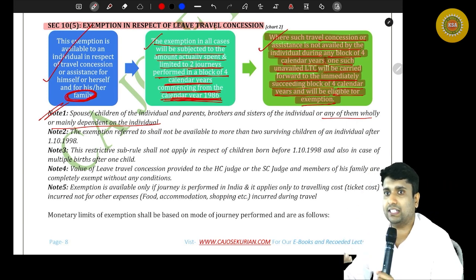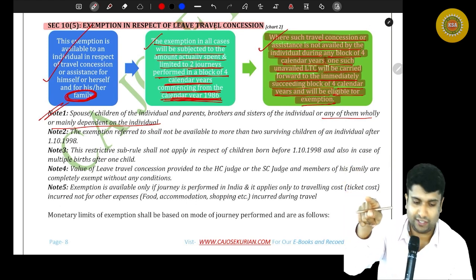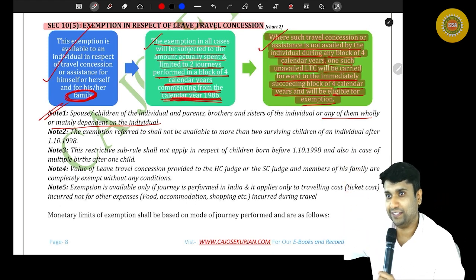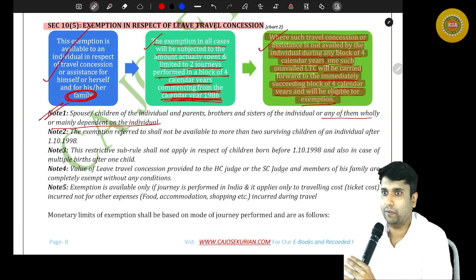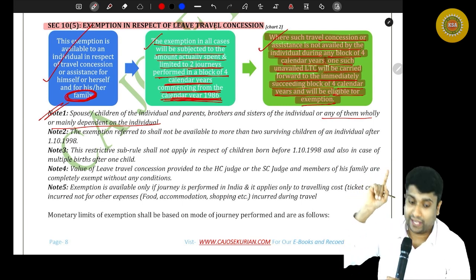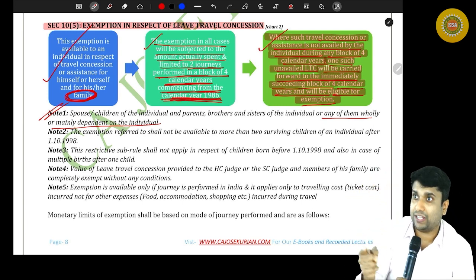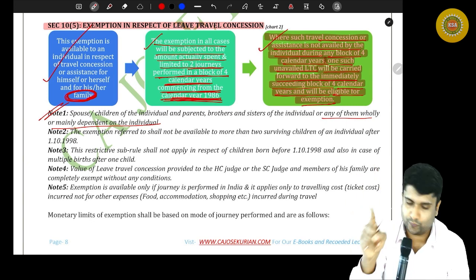Spouse and children, whether they are dependent or independent, you can take. It should be your spouse, okay? It shouldn't be someone else's spouse, okay? Your spouse and your children, you can take, no problem. Whether they are dependent on you or not. But parents, brothers and sisters, you can take and claim the exemption only if they are depending on you.